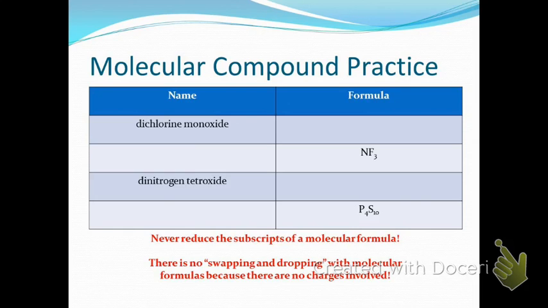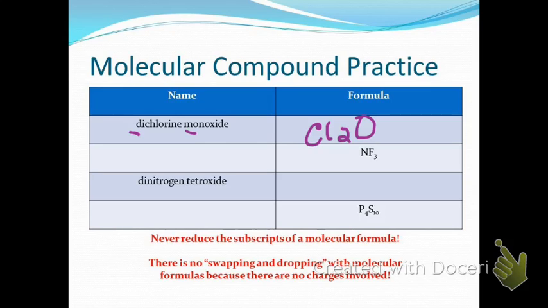These are easy. Do not, I repeat, swap and drop these. So when you see prefixes like di and mono, you should go, oh, this is so much easier. All you have to do is go dichlorine. That means I have 2 chlorines. Monooxide means 1 oxygen. Done.